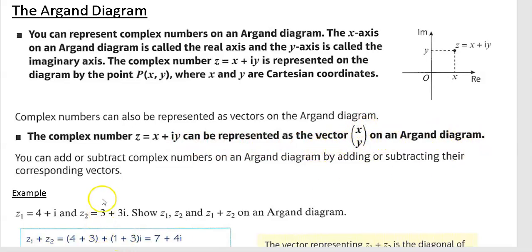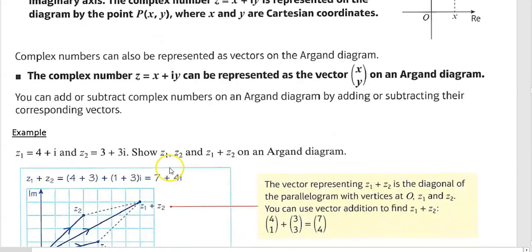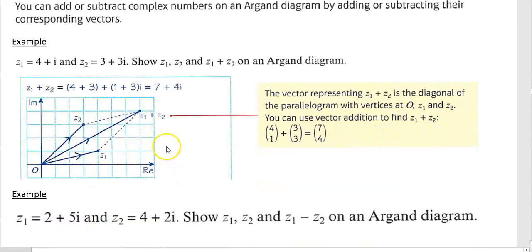Complex numbers, z equals x plus iy, can be represented as a vector (x, y) on the Argand diagram. You can add and subtract complex numbers in the Argand diagram by adding or subtracting their corresponding vectors. So you add complex numbers the same way that you add vectors, and we talked about the nose to tail method for adding vectors.